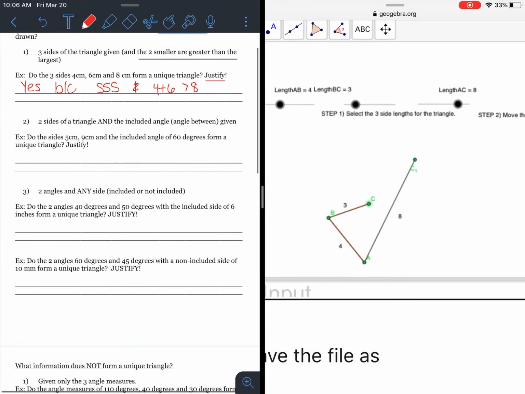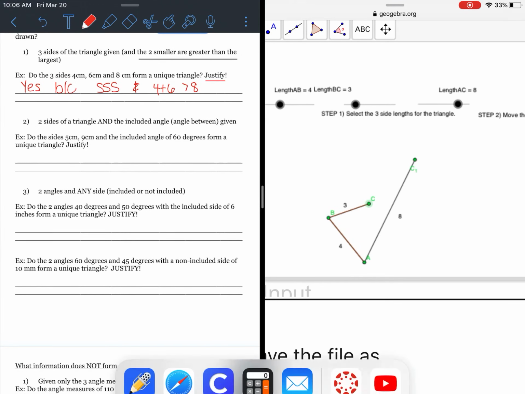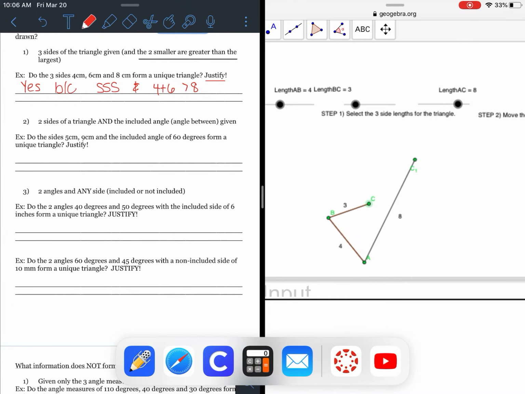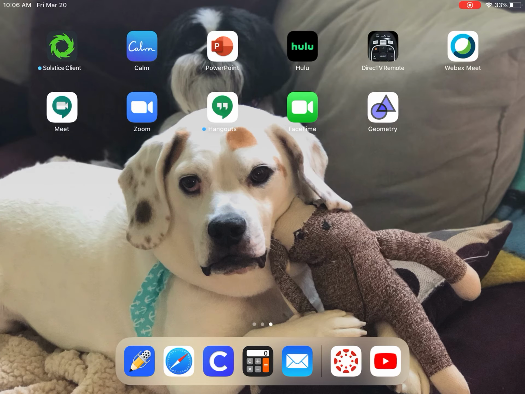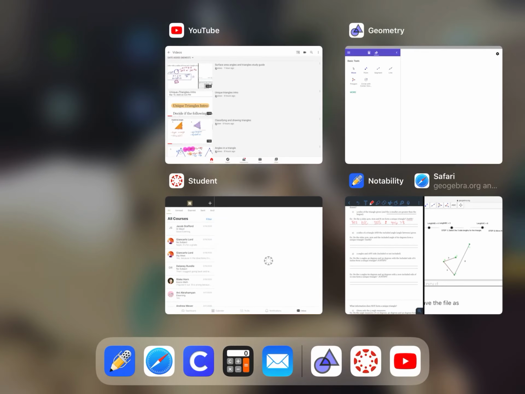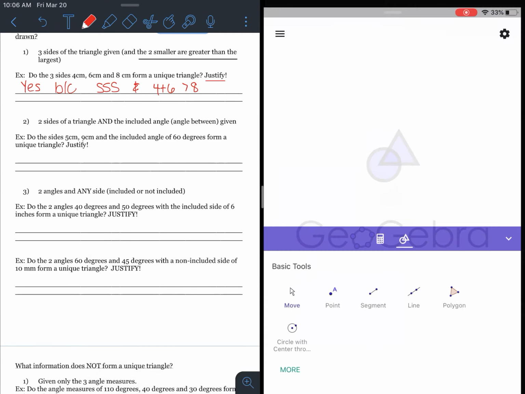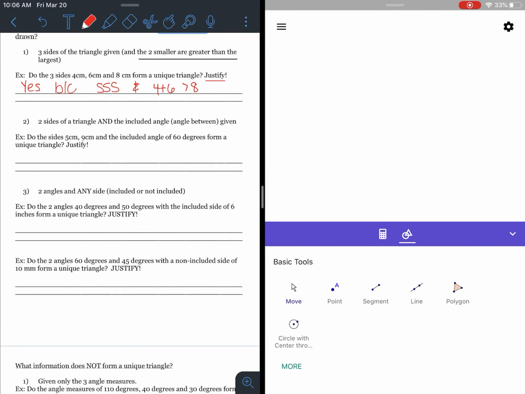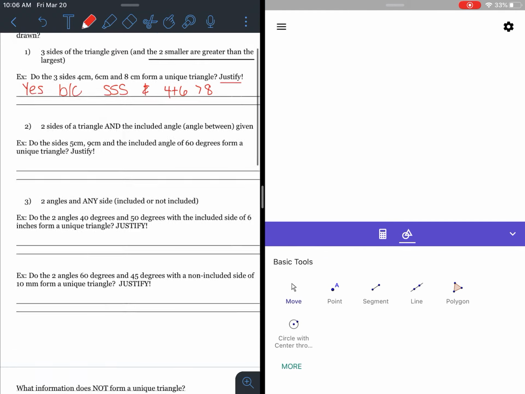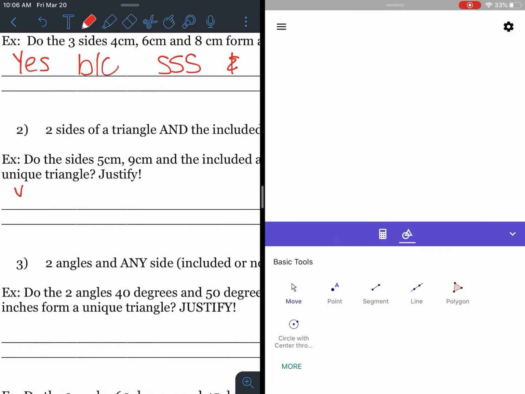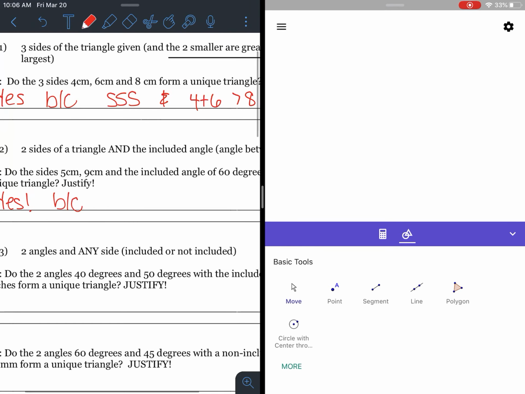All right, next one: 2 sides of a triangle and the included angle, so the angle in between. Give me 1 second to open the app. Do the sides 5, 9, and the included angle of 60 degrees form a unique triangle? All of these are going to be yes. This one is because they gave us 2 sides, so I should have 2 S's, and an included angle, so the A goes in between. It's included between the 2 sides.